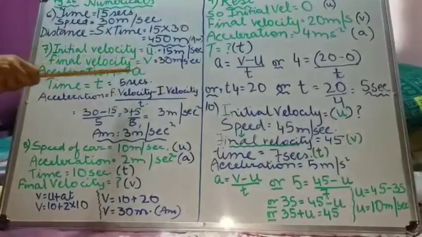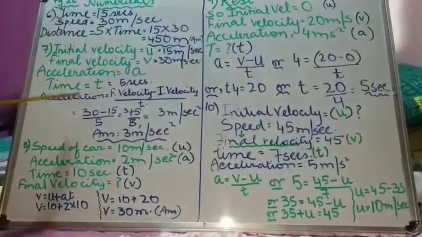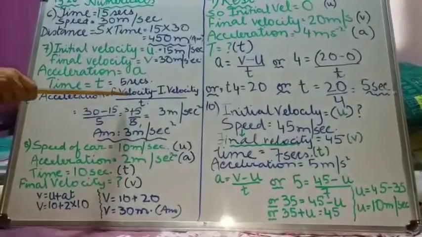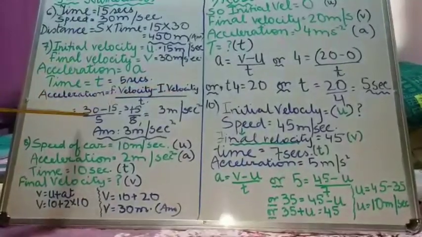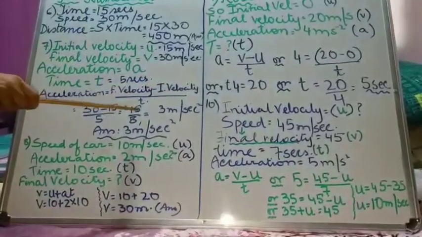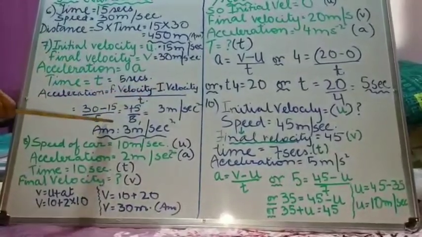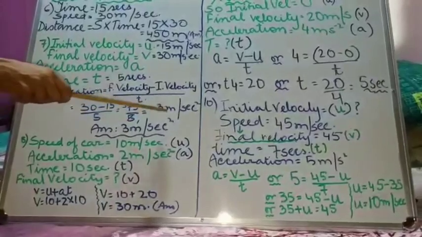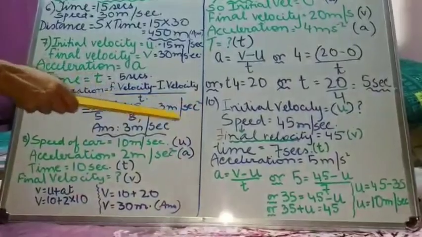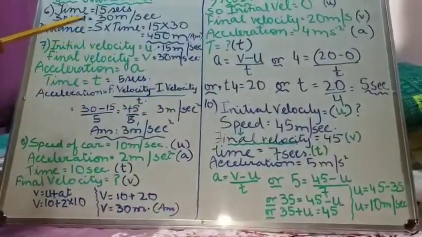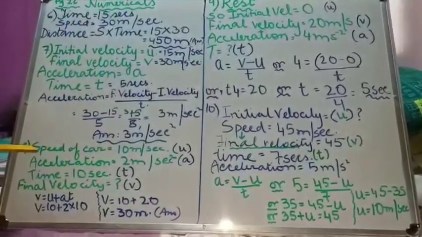These are the abbreviations I have taught you before. Time given is equal to 5 seconds. How do we calculate acceleration? Final velocity minus initial velocity, that comes to 30 minus 15, that is 15, divided by time taken. Time taken is 5. So 15 divided by 5 is 3 meter per second square. Why second square? Because we have taken the final velocity and the initial velocity, two velocities. Next we go on to number 8.